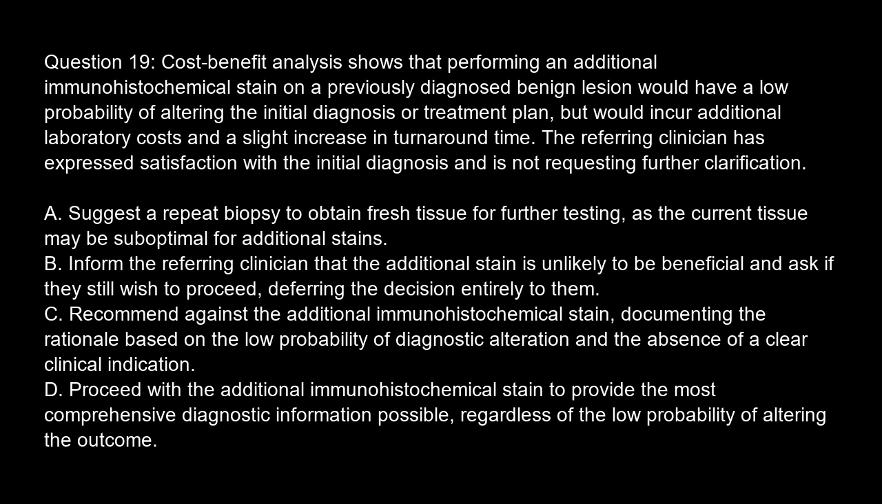Inform the referring clinician that the additional stain is unlikely to be beneficial and ask if they still wish to proceed, deferring the decision entirely to them. Option C. Recommend against the additional immunohistochemical stain, documenting the rationale based on the low probability of diagnostic alteration and the absence of a clear clinical indication. Option D. Proceed with the additional immunohistochemical stain to provide the most comprehensive diagnostic information possible, regardless of the low probability of altering the outcome.